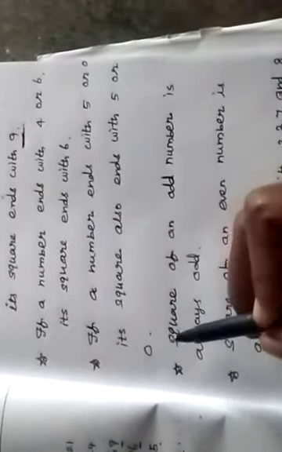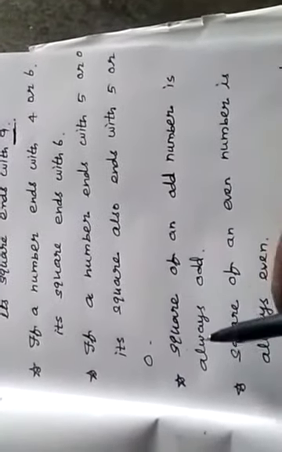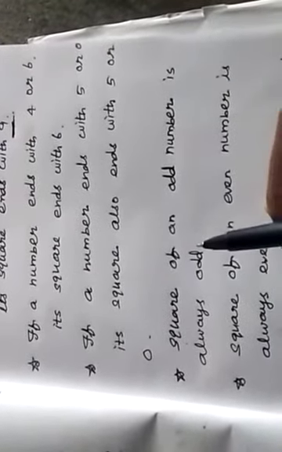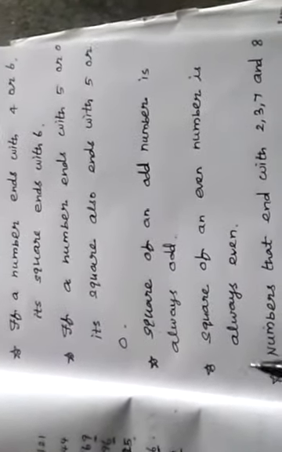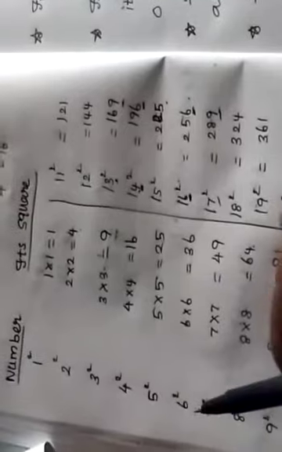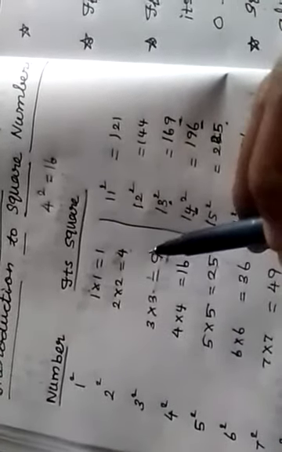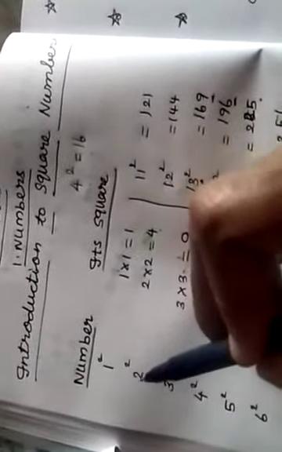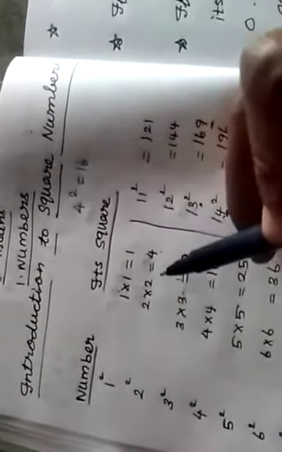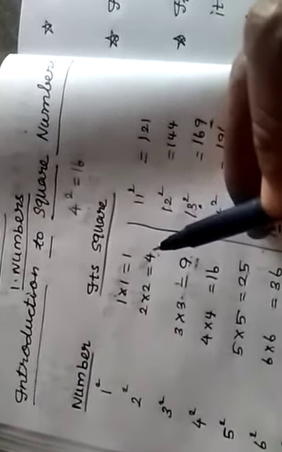Now, the square of an odd number is always odd, and the square of an even number is always even. You know very well the odd numbers 1, 3, 5, 7. We take the odd number 3: its square 9 is also odd. Now we take the even number 2: its square 4 is also even.